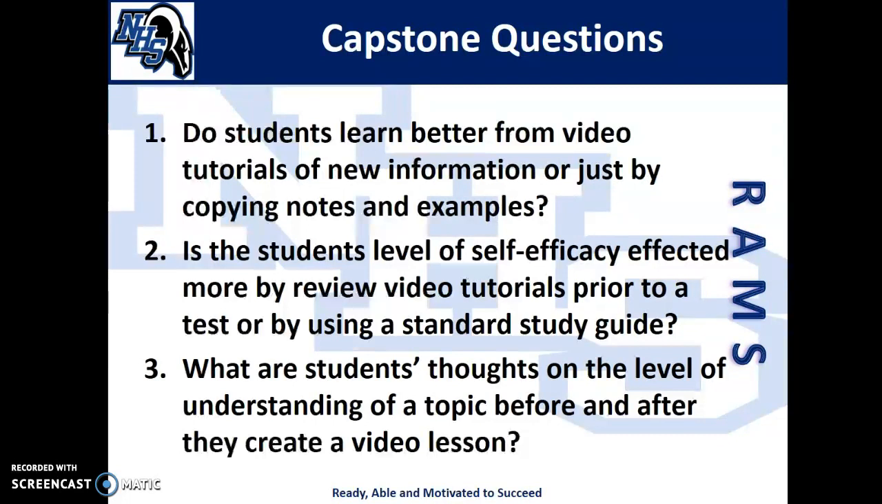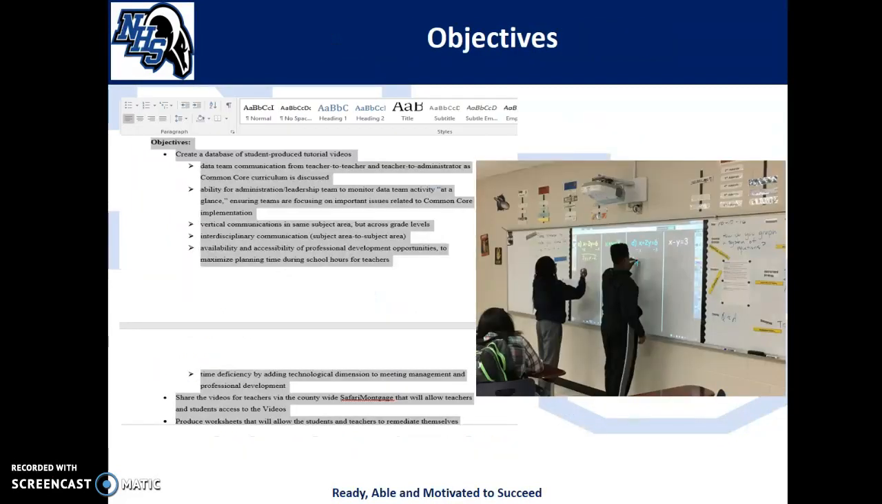And number three, what are our students' thoughts on the level of understanding of a topic before and after they create a video lesson? Of course, for the students who are doing the video lessons, did they reach a high level of Bloom's taxonomy was our question. So, here were our objectives for my capstone.